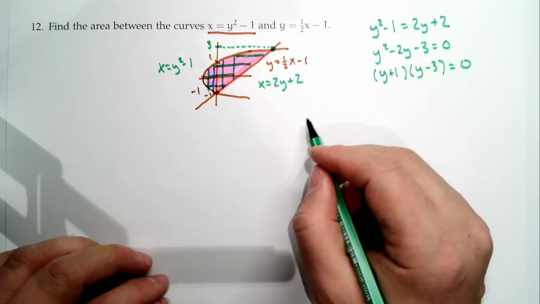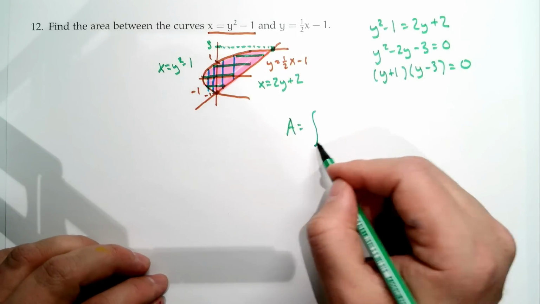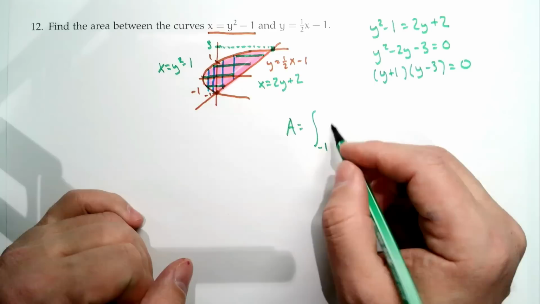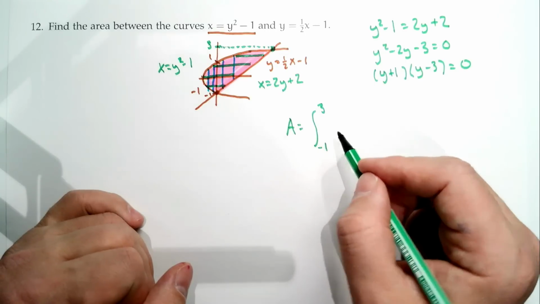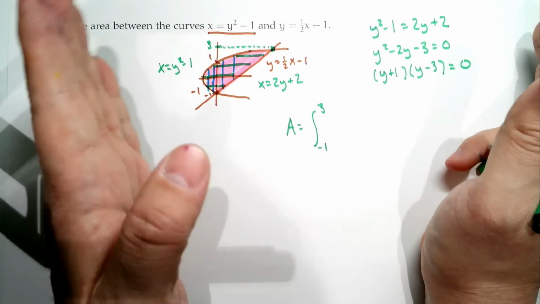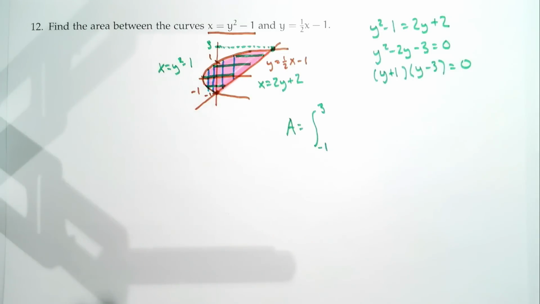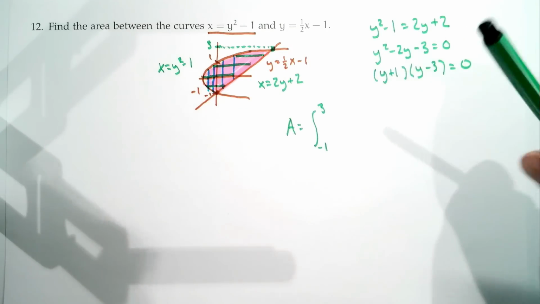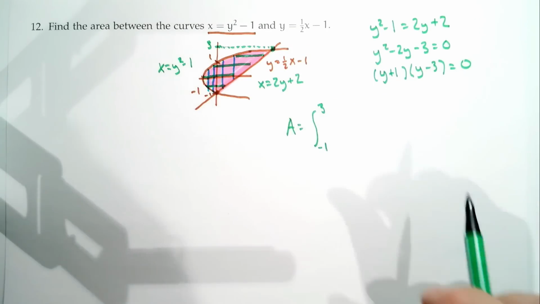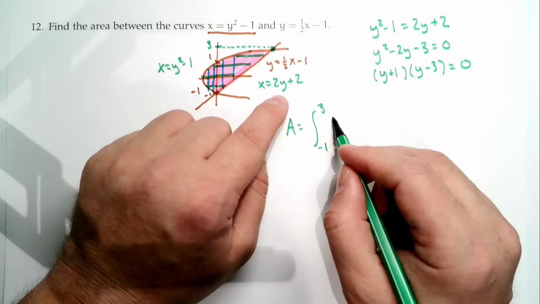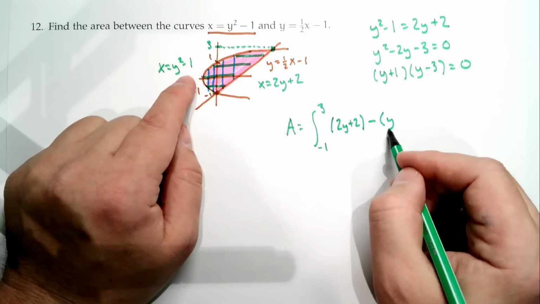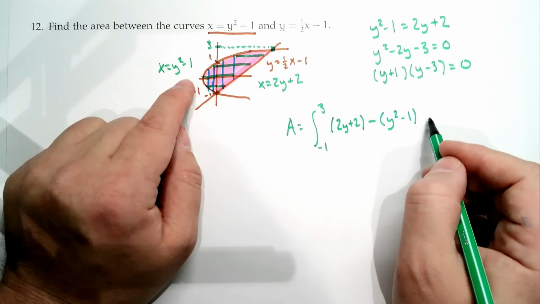So the area is going to be the integral where you start to where you stop. That's your bounds. Start at negative 1, end at positive 3. Your right minus your left, or you can think of it as high value minus low value. The high values tend to be towards positive infinity, the low values towards negative infinity. So the high value is 2y plus 2 minus the low value, y squared minus 1, dy.